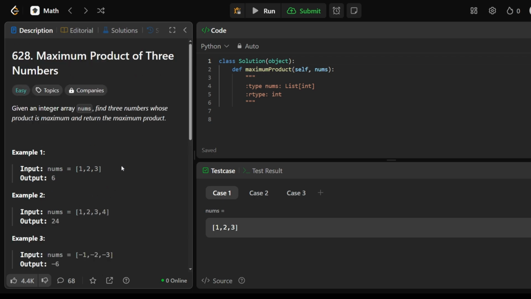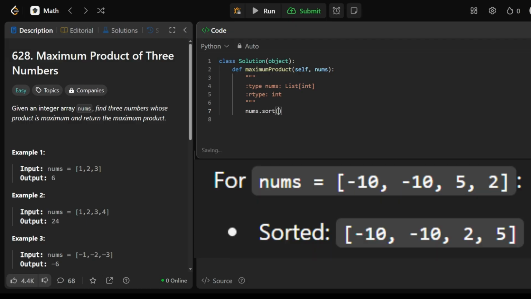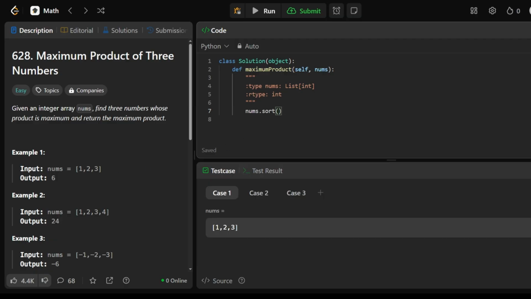Now, there are a few ways we could do this question, but I'm going to try and answer it here in about 1 to 2 lines. To start off, what I could do is nums.sort. This is going to sort the list that's given to me here in nums, and we'll use that as part of our return answer.